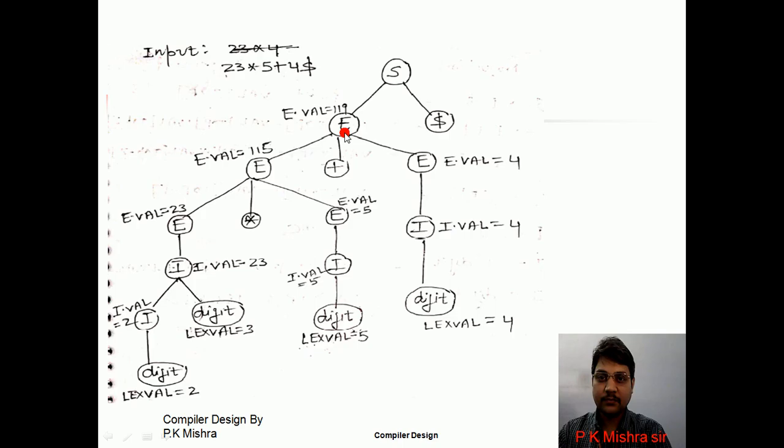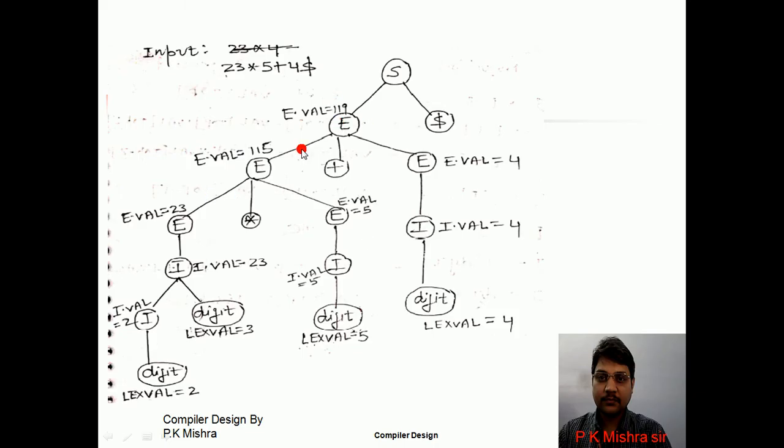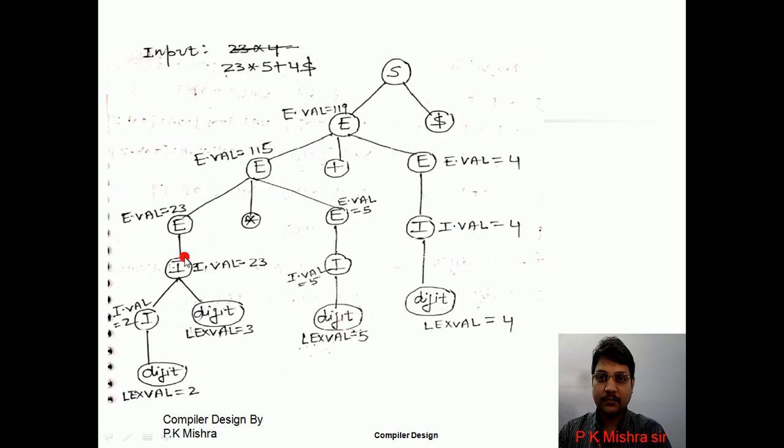S gives E dollar. And what does E give? E gives E plus E, it is given in the grammar. In place of E, E gives E into E, so write E into E, because we need multiplication first, then plus. And what is E? E is I, because this is given there. So in place of E write I, in place of E write I, in place of E write I.